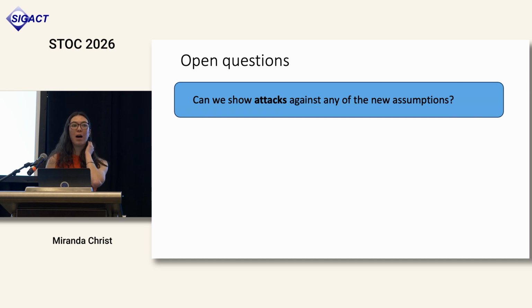Okay, another question that I would really like to see looked at is whether we can show attacks against any of these new crypto assumptions that were introduced to build pseudorandom codes. This might be low-hanging fruit because a couple of these papers were really just put out, and so some of these assumptions have not really been looked at at all.